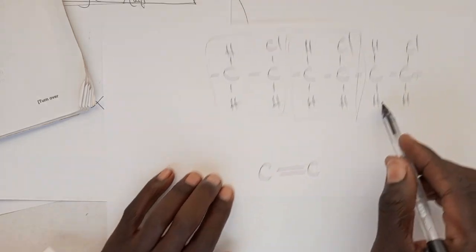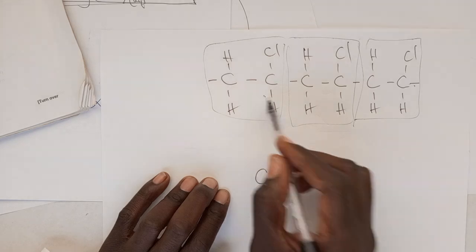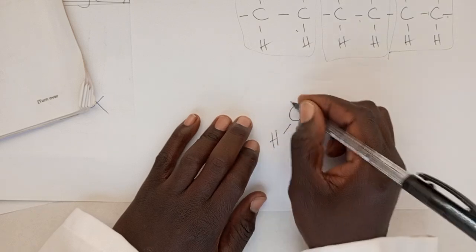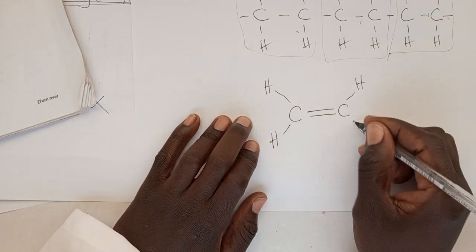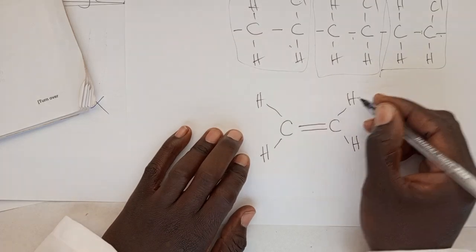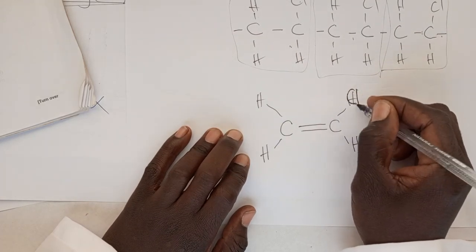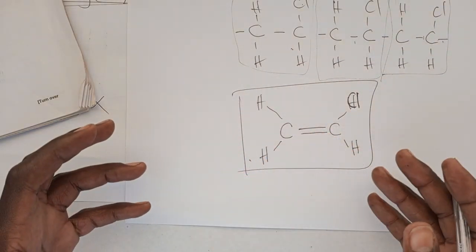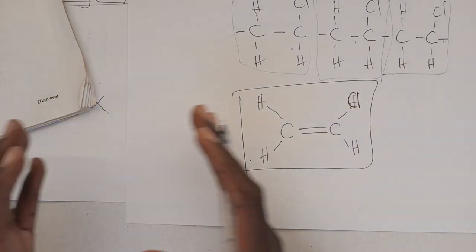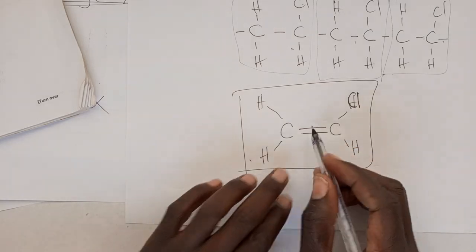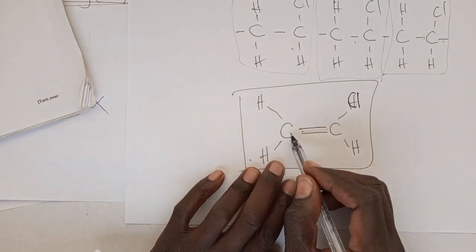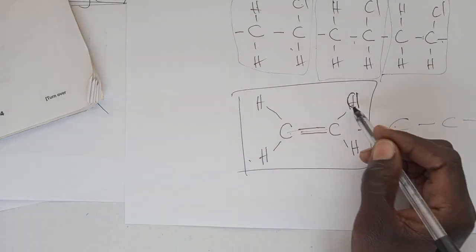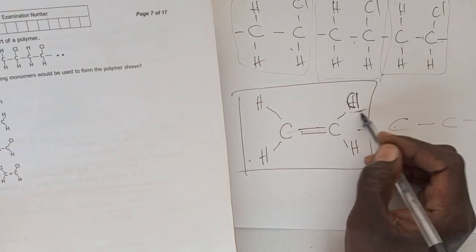So there are 3 repeating units here. 1, 2, 3. So you copy these the way they are, like this. By the way, this is not H, this is chlorine. So this must have been the monomer. And then polymerization takes place. A long chain of repeating units happens where this double bond is broken to a single bond and it continues like that. So this must have been the monomer. This is Cl, this is chlorine.